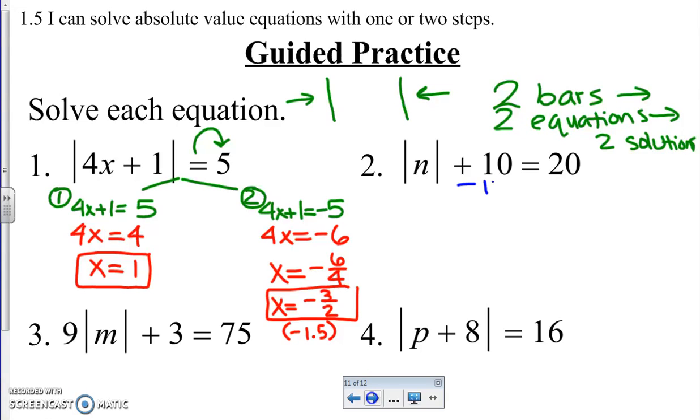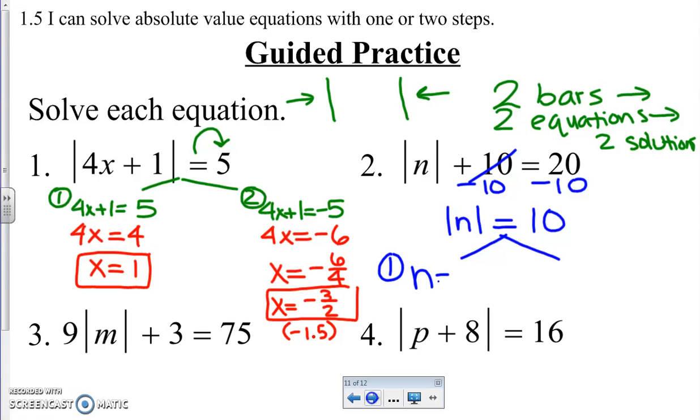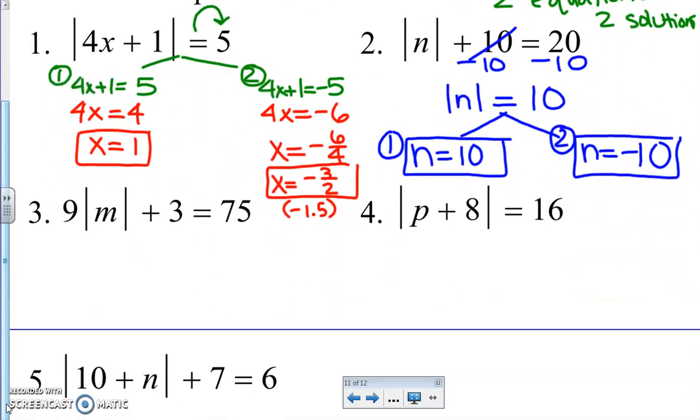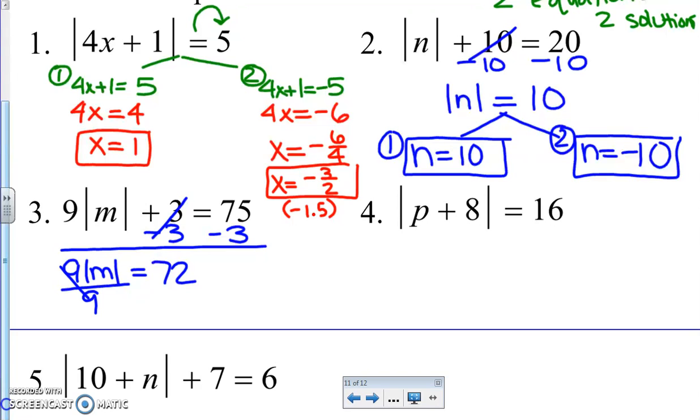For number 2, before I can get my 2 equations, I have to isolate the variable in the absolute value, which is now completed. So my first equation, drop the n, it equals the positive constant. In my second equation, drop the n, and it will equal the negative constant. I have no more work to do because it's just n. For problem 3, I need to undo the addition first. So that's my subtraction property. And now I can undo the multiplication by dividing 9.